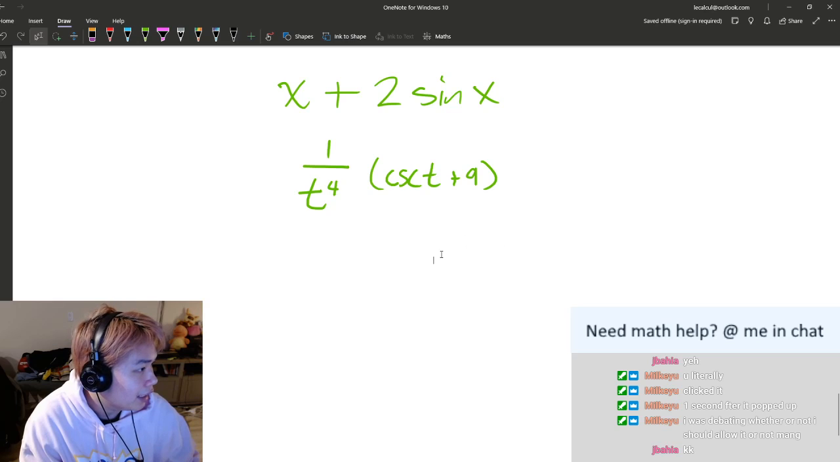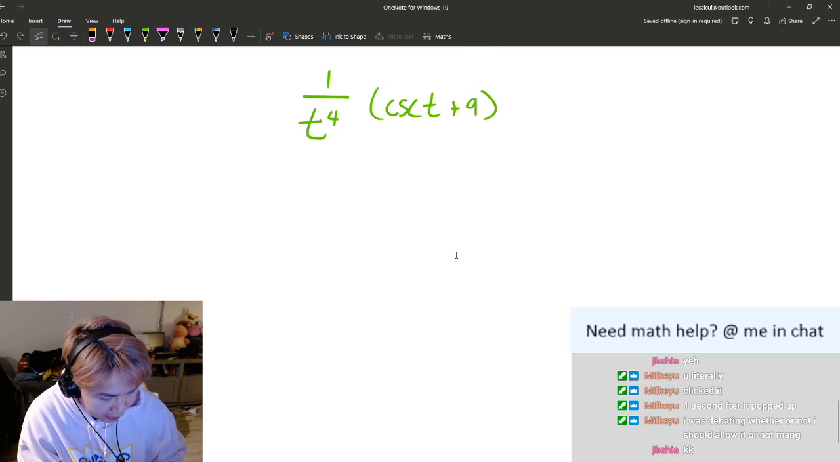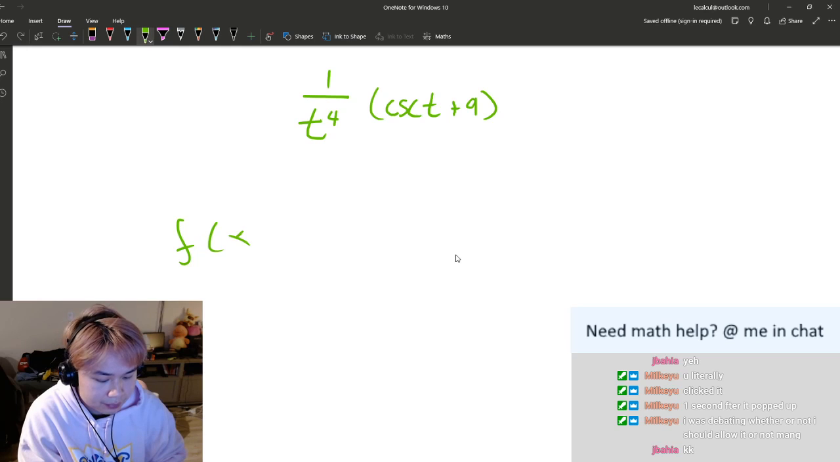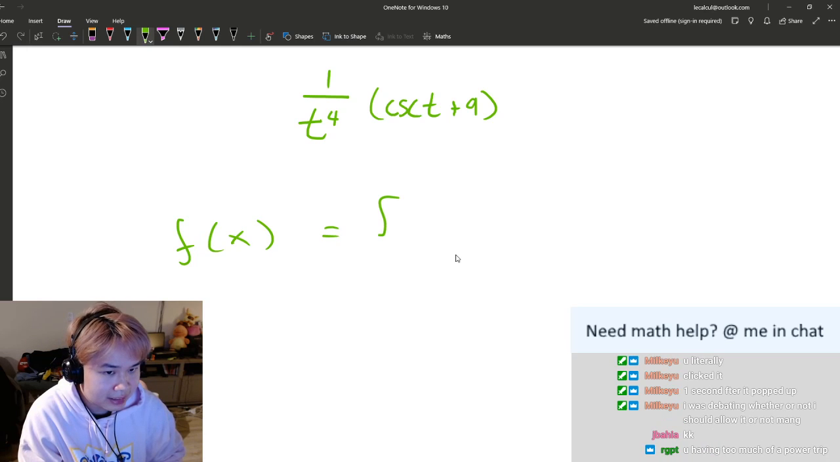Okay. Serpent has asked a question. We have a function. It's piecewise.